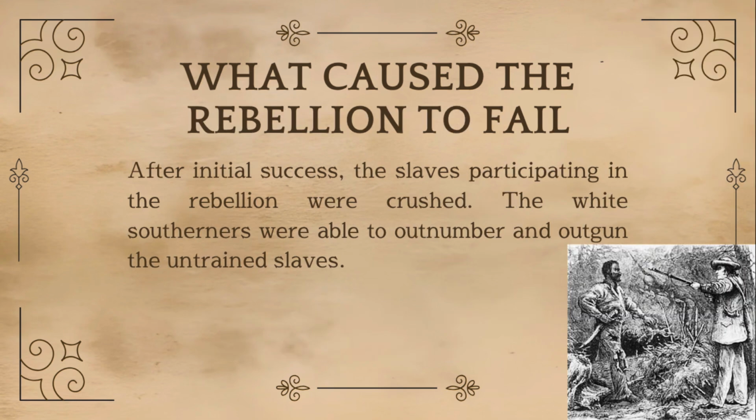What caused the rebellion to fail? Well, after initial success, the slaves participating in the rebellion were ultimately crushed. This happened due to white Southerners having more weapons, better weapons, and generally outnumbering the untrained slaves who couldn't properly fight back, especially when you have to understand that they were going through some other ailments like diseases and any kinds of injuries they suffered when escaping their plantations.